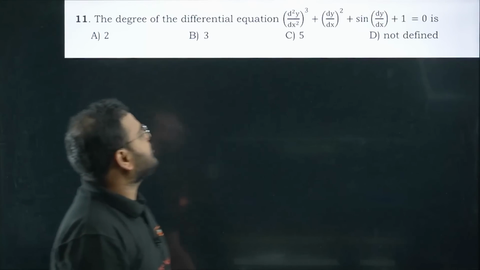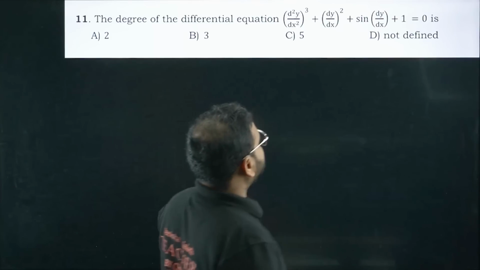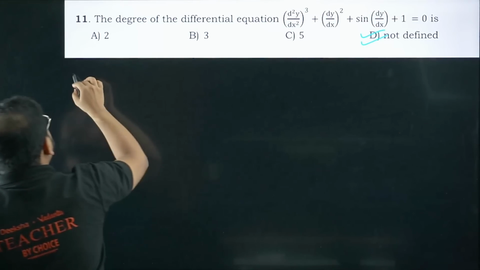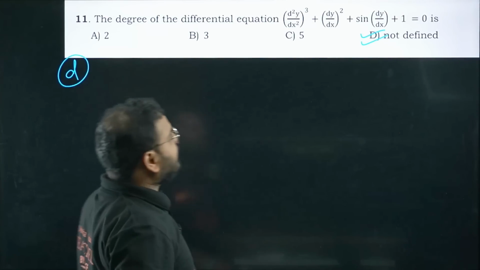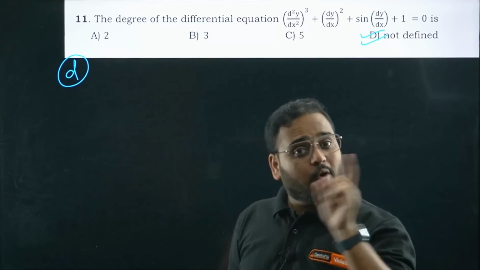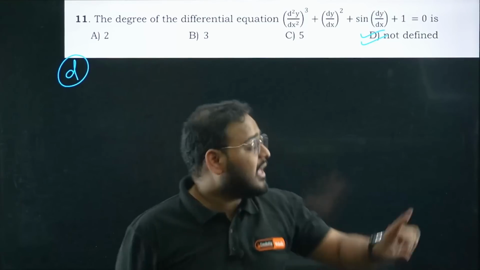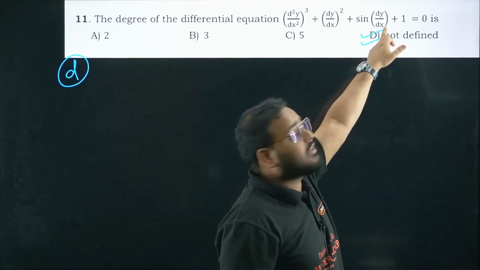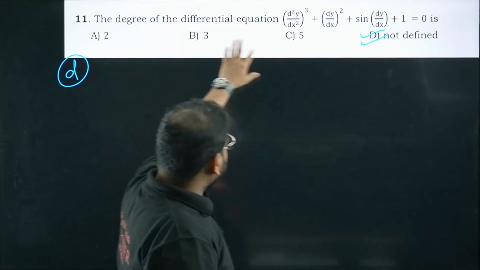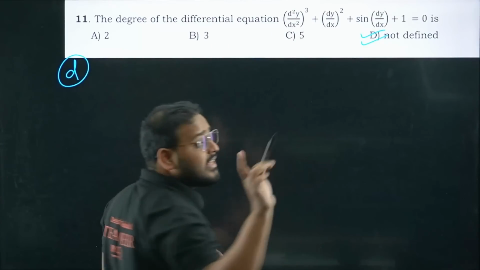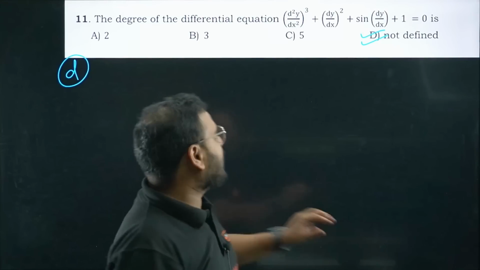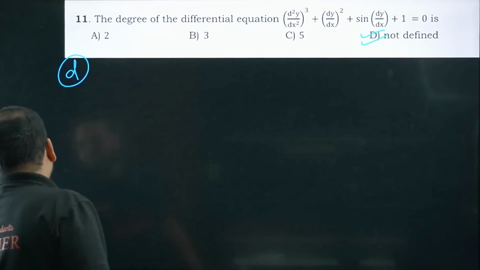The degree of the differential equation. Sine is there, so degree is not defined. So option D is correct. Blindly you take sine of the derivative. I have told you, it must be polynomial in terms of the derivative, not in terms of sine or log. Only polynomial in terms of derivative. This is sine of the derivative, so not defined. Order is there. What is the order? Order is 2. Degree is not defined. I'll repeat myself: order is 2, degree is not defined. Very important. Question number 12 now.